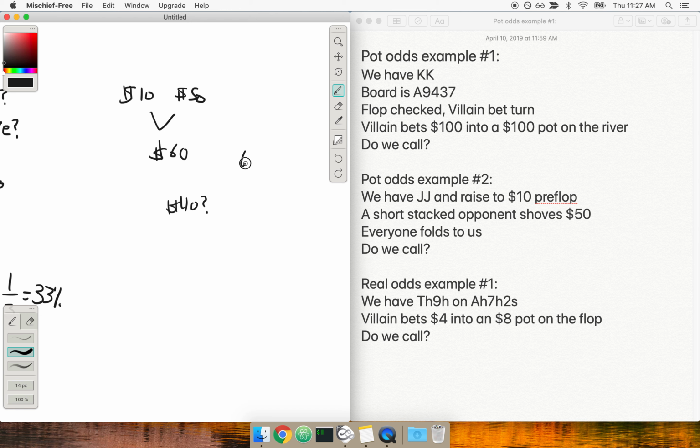Well, the pot odds are 60 to 40. This can be reduced to 6 to 4, 3 to 2. And then we plug this in, so we're risking 2 to win 3. So 2 divided by 2 plus 3 equals 2 over 5, and that's 40%. So we saw this ratio before. In this spot, we would need about 40% equity to justify calling.